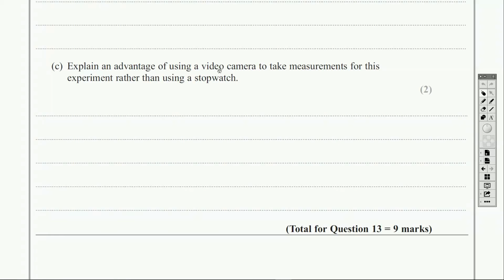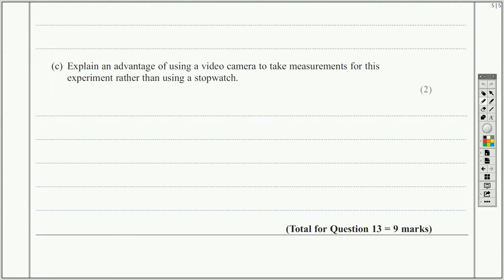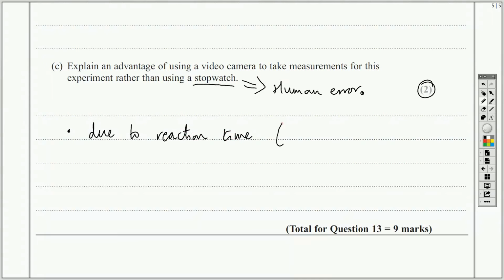Here we go with the last one on this question then. Explain an advantage of using a video camera to take measurements for this experiment rather than using a stopwatch. Now you'll be thinking straight away, stopwatches, yes I know, human error. But I've got 2 marks on this. Hang on a minute, 2 marks for writing human error? You get no marks if you just wrote human error. What is the human error? What's causing the human error? Well, the human error is due to reaction time. You could even say, nice and detailed, human reaction time is about 0.2 seconds.